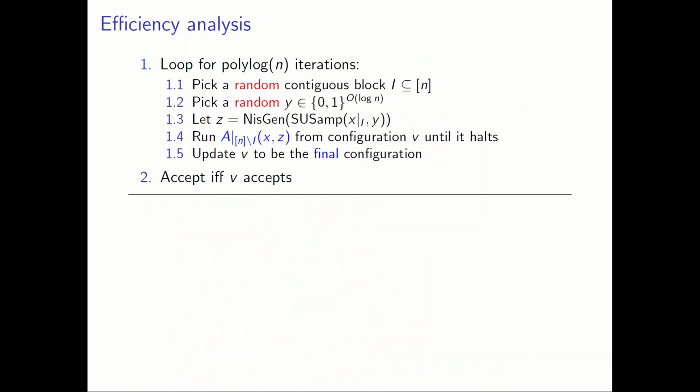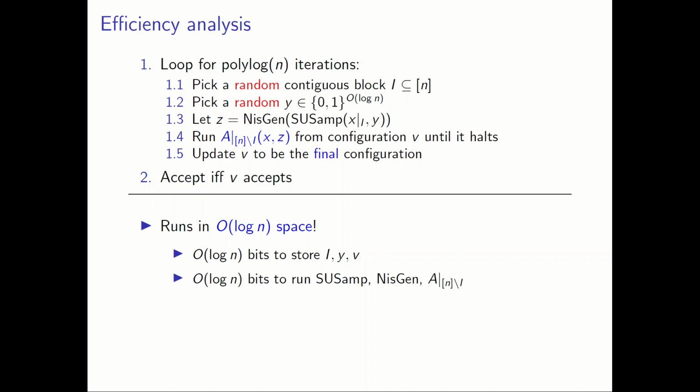Okay, so let me do the efficiency analysis real quick. Here's the algorithm repeated for your convenience. And I claim this runs in log space, because we only need logarithmically many bits to store this location I, the seed Y, and the configuration V, since it's a log space algorithm that we're simulating. And it only takes log space to run these tools, the sampler, the pseudo-random generator, and the restricted algorithm.